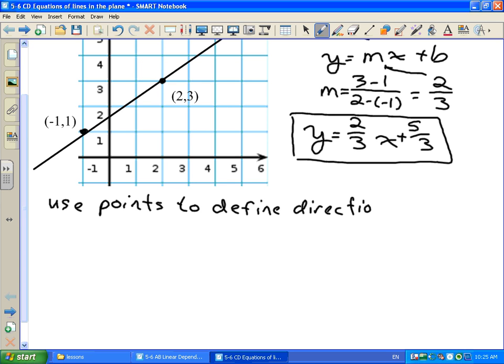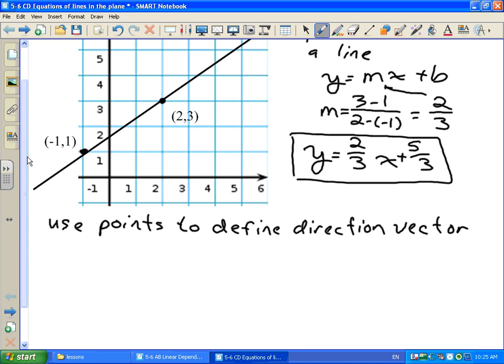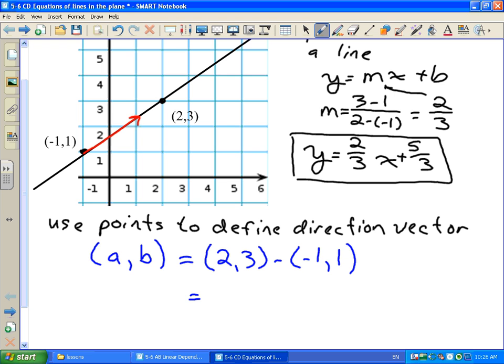This direction vector is going to point along our line. It's going to look something like this, and it's telling us what direction our line is going. We've got 2 points on our line, so we can use these 2 points to define a vector, and we'll call this vector AB. AB is going to be our end point minus our starting point. So 2 minus negative 1 is 3, and 3 minus 1 is 2.